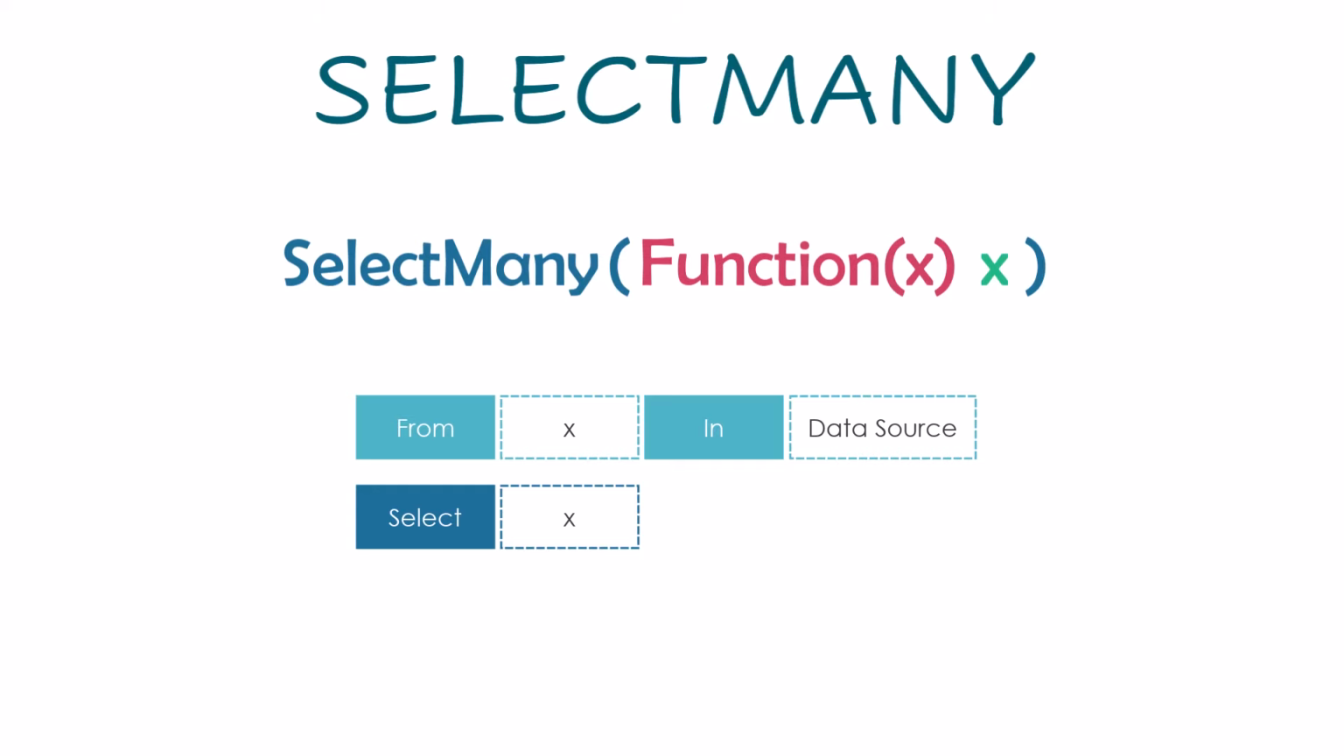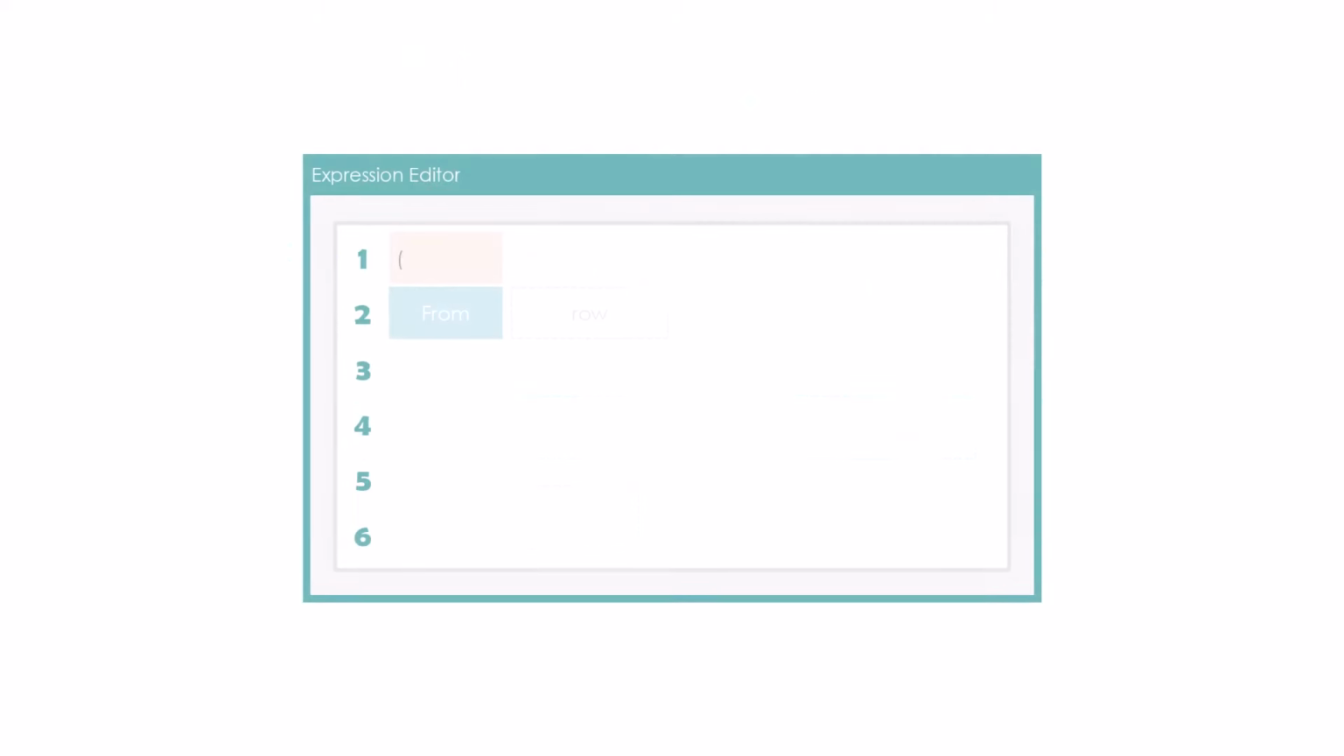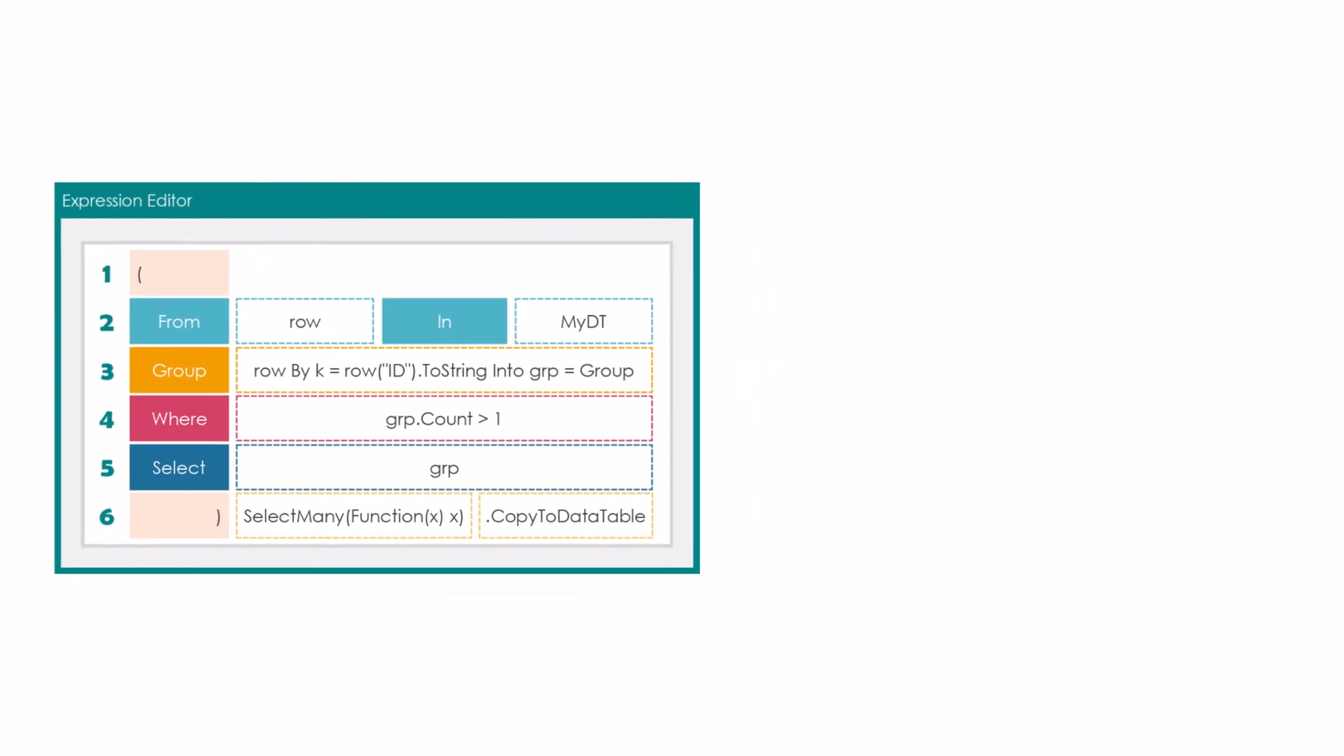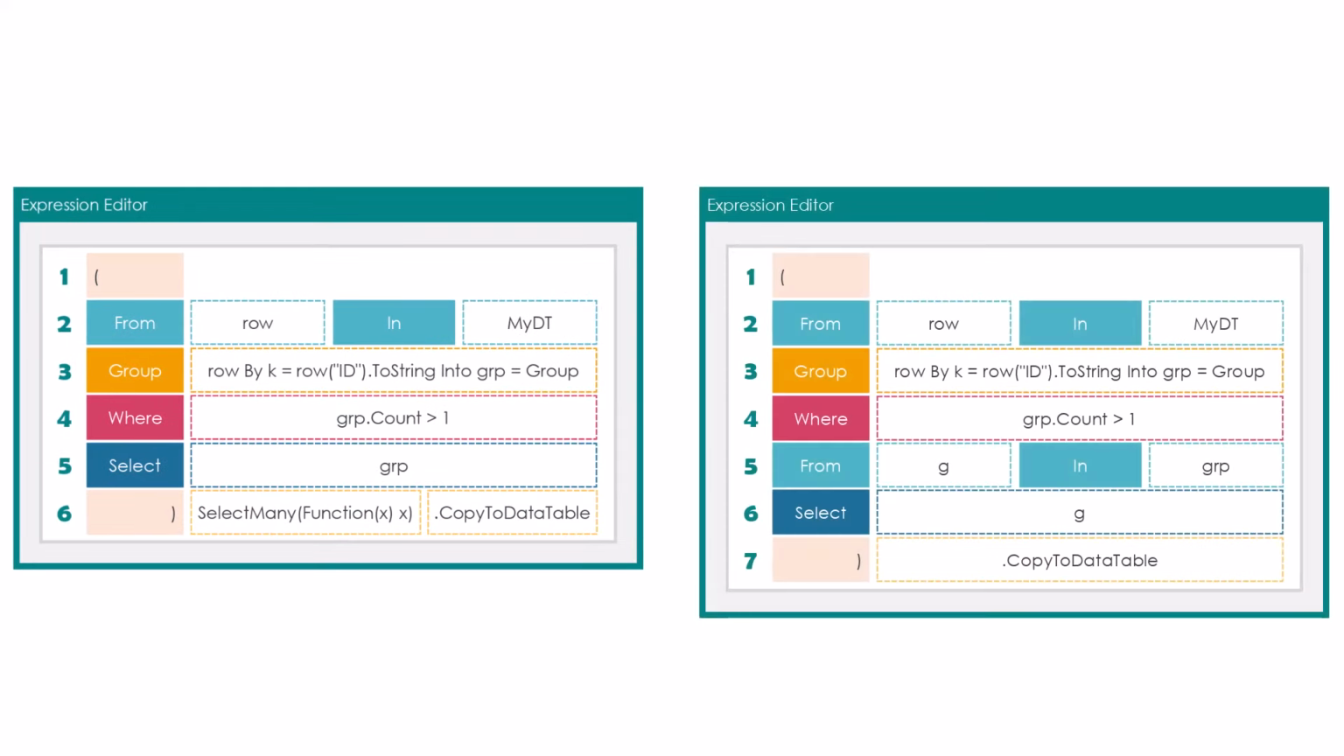Let's see the following example to understand it better. I showed you at the beginning the following query, to get the duplicate rows from a data table. Let me show you now how to write the same query without using the SelectMany operator. Here is the new query without SelectMany. As you see, I added a new from statement, to get the elements from the group variable. So after grouping the rows, I loop the groups, and get each element from each group. At the end I will get the same result.